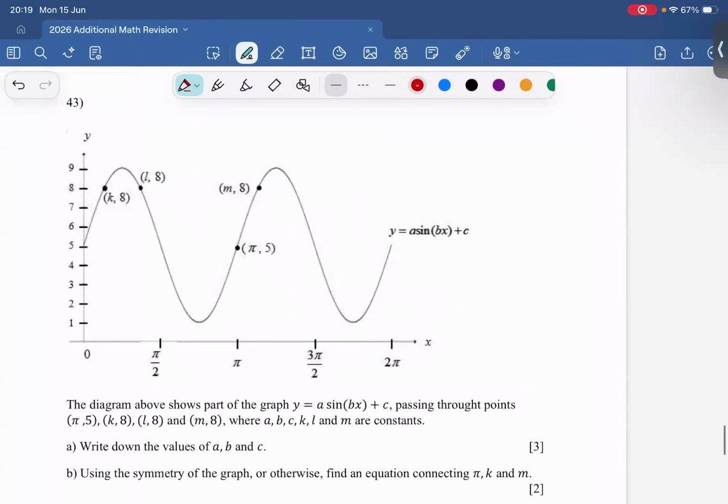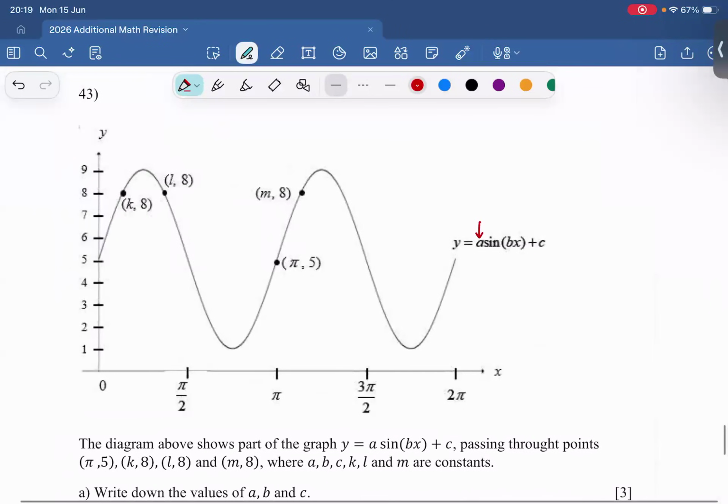Okay, so we must know that in a trigo equation, this A is affected by amplitude. This B is affected by period. Then now we make use of that to find what we need to find. So how do we find our period from the question?